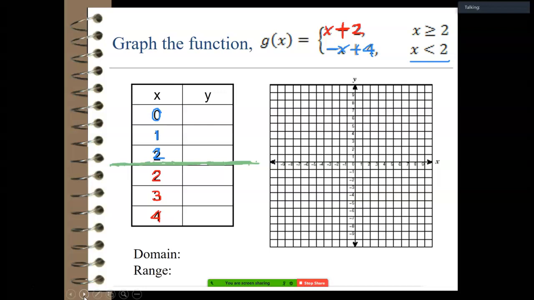When is x less than 2? When x is 1 or 0. X less than 2 has an open circle. So whatever point I get here is an open circle on my graph. So negative 0 plus 4 is 4. Negative 1 plus 4 is 3. And negative 2 plus 4 is 2. So I plot the point 0, 4, 1, 3. And I have an open circle at 2, 2.